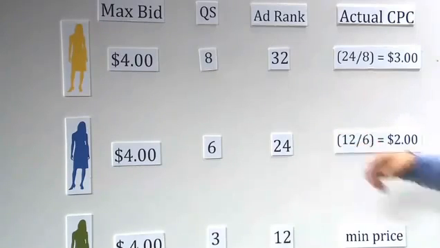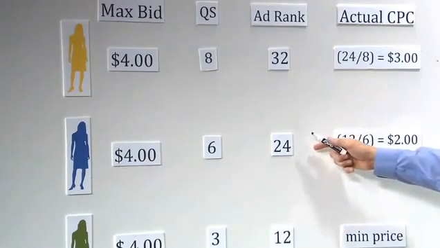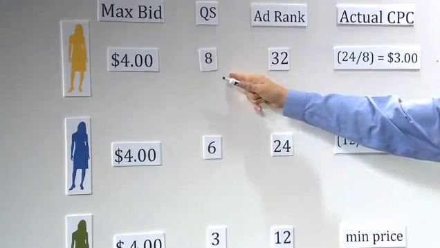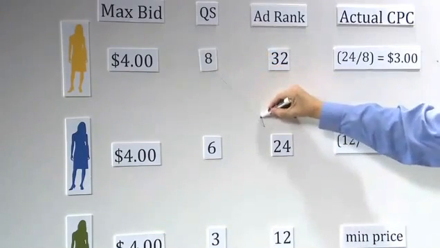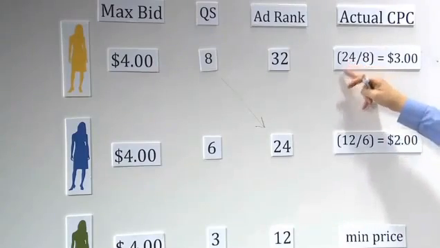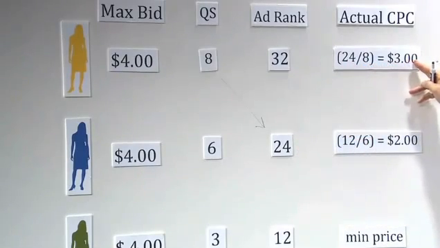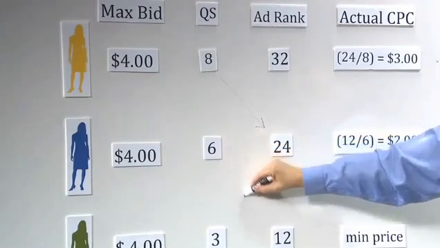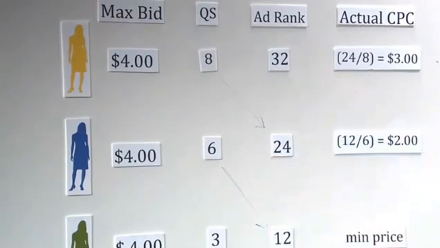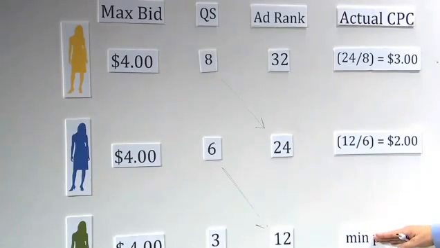Well, the price is going to be the ad rank of the advertiser below divided by the quality score of the given advertiser. So in this particular case, it's going to be 24 divided by 8, or 3. In this case, it's going to be 12 divided by 6, or 2. And finally, for the last advertiser, in this example, there's no advertiser below, so the price this person ends up paying per click is just the minimum price that's determined for that auction.